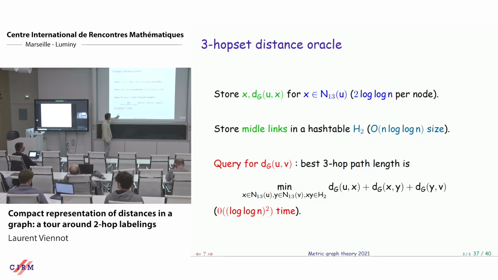And note that these neighbors are in number log n. So you have log n squared pairs to test in the hash table. And you get a running time which is log n squared, compared to log n with 2-hop sets.